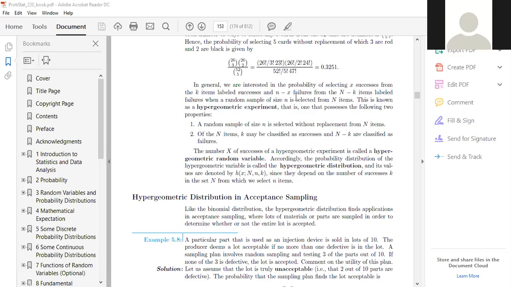from N minus k items labeled failure, when a random sample of size n is selected from N items. So capital N is a very large group. Out of this very large group, we are selecting just n number of items.